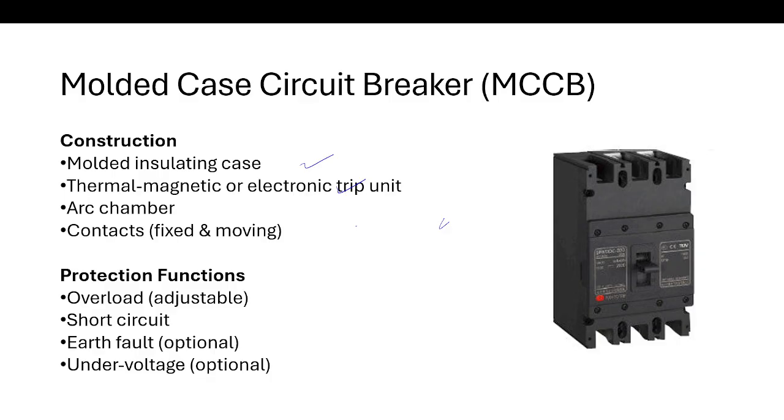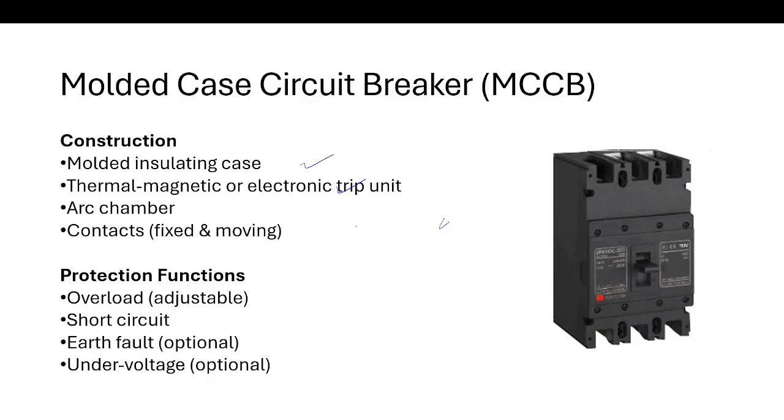So what are the functions of MCCBs? It electrically insulates internal parts and protects against dust and moisture. Why is this molded case used? It protects against dust, moisture, and mechanical damage, and provides a mounting structure. It is designed for higher current ratings from 16 ampere to 1600 ampere.